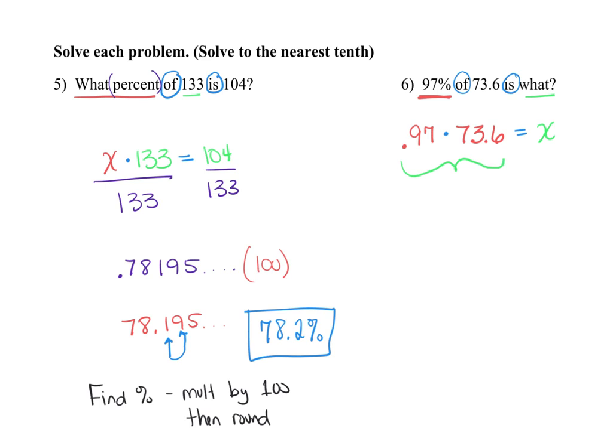What do I get there? Before I round, I get 71.392. I want to round to 1 decimal place, which means I need to look at this one. That 9 tells me to round up. So my final answer here is 71.4.